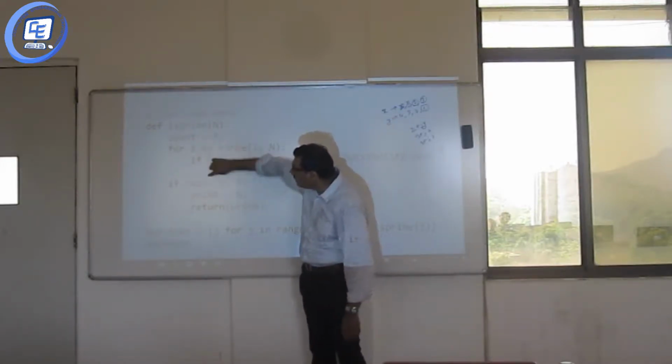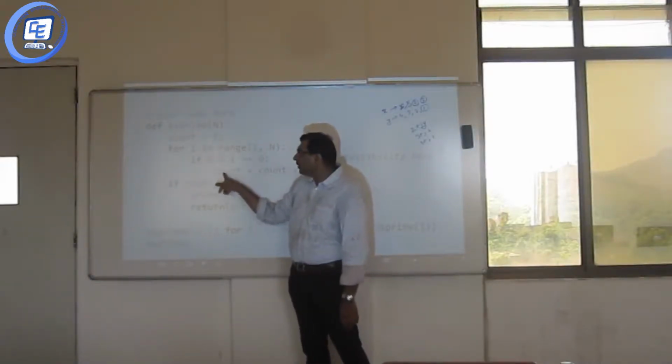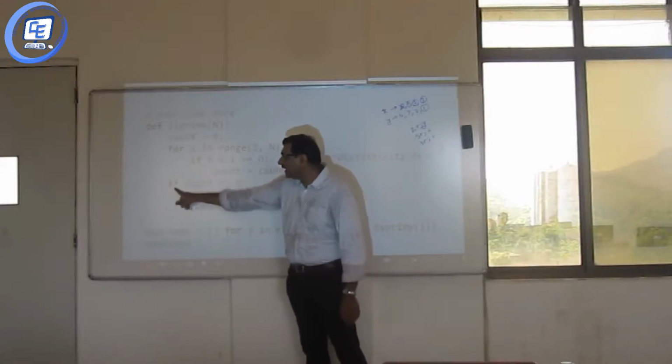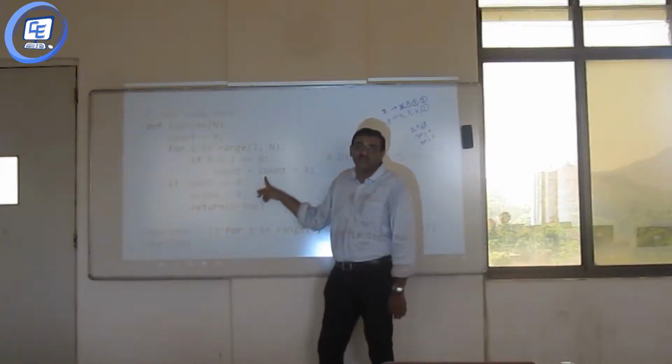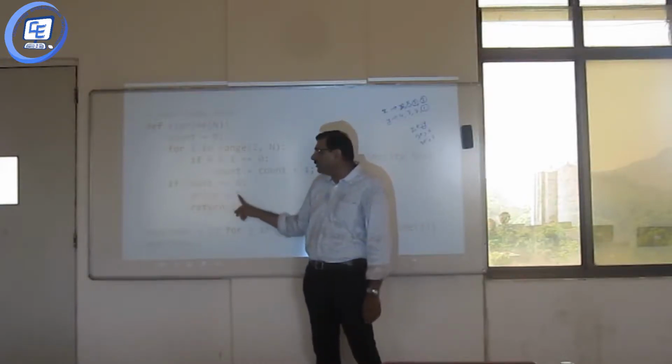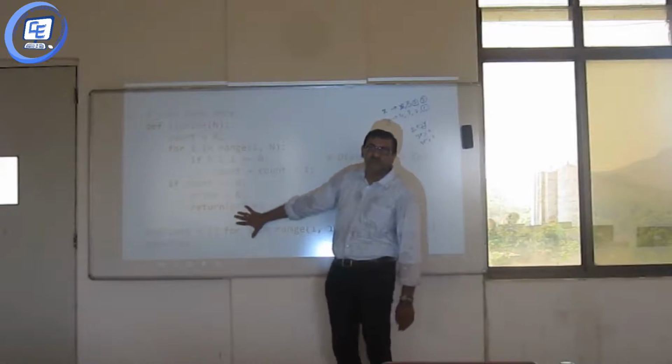So this thing will keep on going. Notice the indentation is over here. Once the for loop is complete, then I check: if count is 0, meaning not a single number passed the divisibility test, then it is a prime. Prime equal to n, and return prime. This is my function. Please write this function quickly.